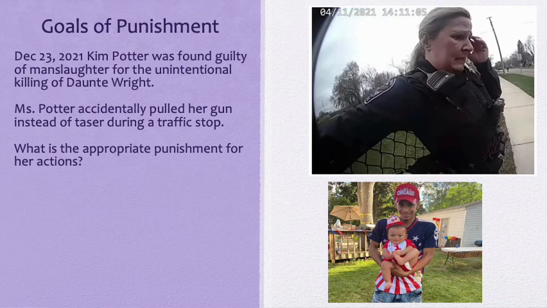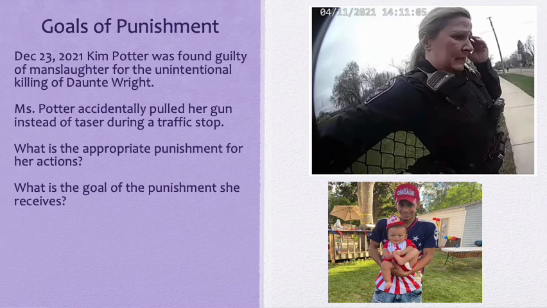So she's a police officer. She had been on the force for a long period of time. She claims that this was a really bad accident. She expressed some remorse. And so what should be her punishment? Should she be put on probation? This is her first offense. Should she be incarcerated? Home confinement? So what would be the appropriate punishment for her actions? And when you think about what the appropriate punishment should be, what are we thinking the goals of that punishment would be?